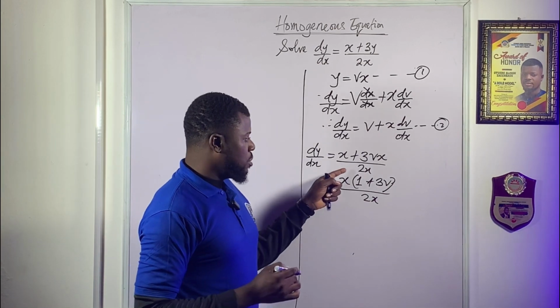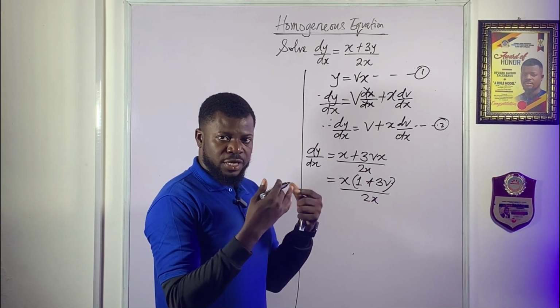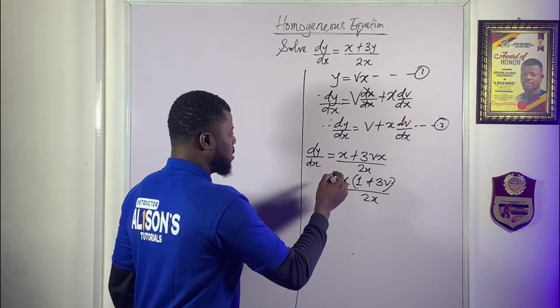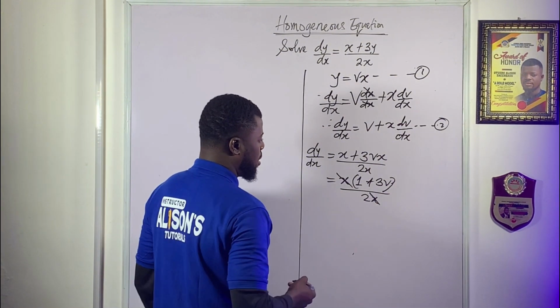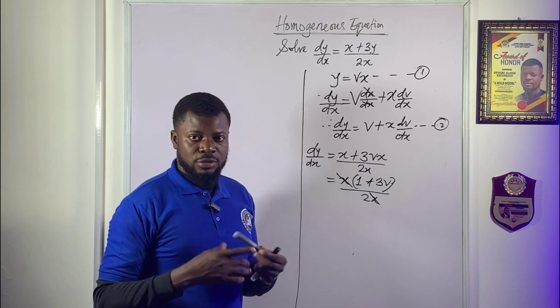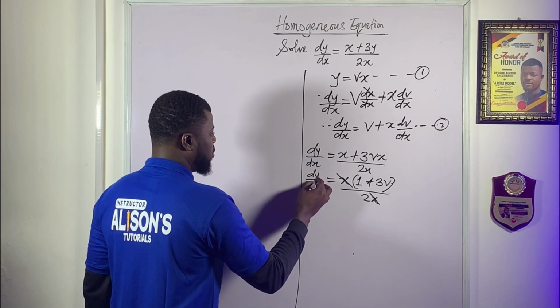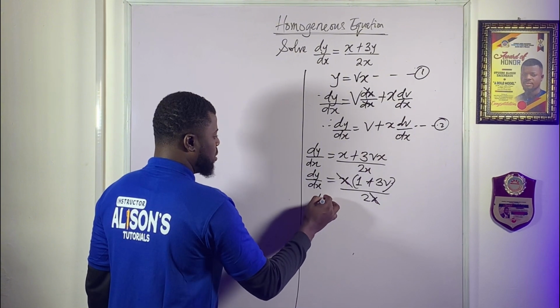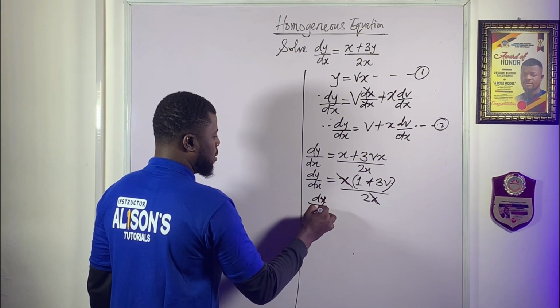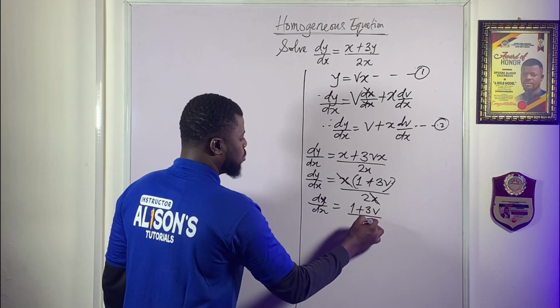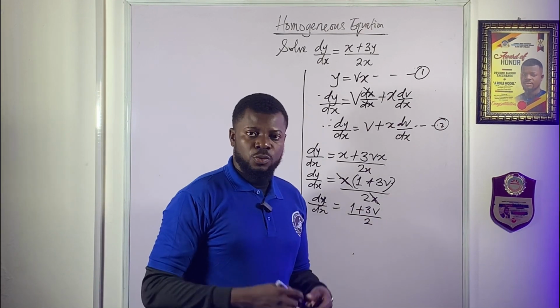Because the numerator is a function of multiplication, x multiplied by this, and then 2 multiplied by this, it is easy to accept that x can cancel out with x. So, keep writing this dy over dx, leaving us with dy over dx equals 1 plus 3v over 2. All right, so what do we need to do?